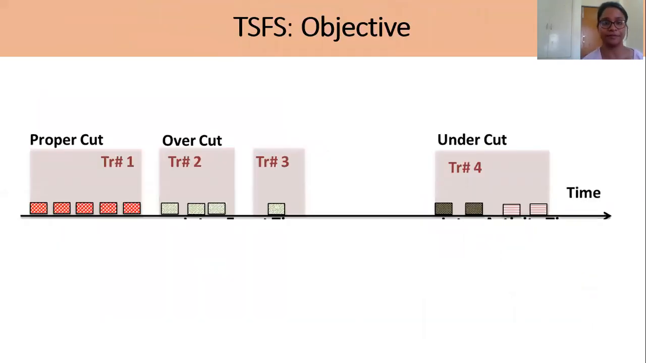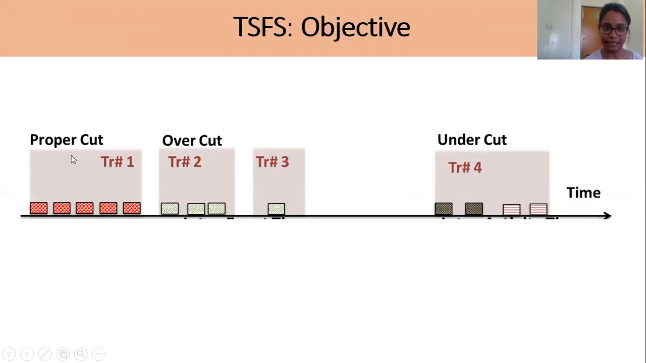Let's talk about some definitions. What we say is that a segment, we also call them transactions. A transaction is basically a segment, and if it is properly segmented, meaning that one segment is one activity, then we call it a proper cut.